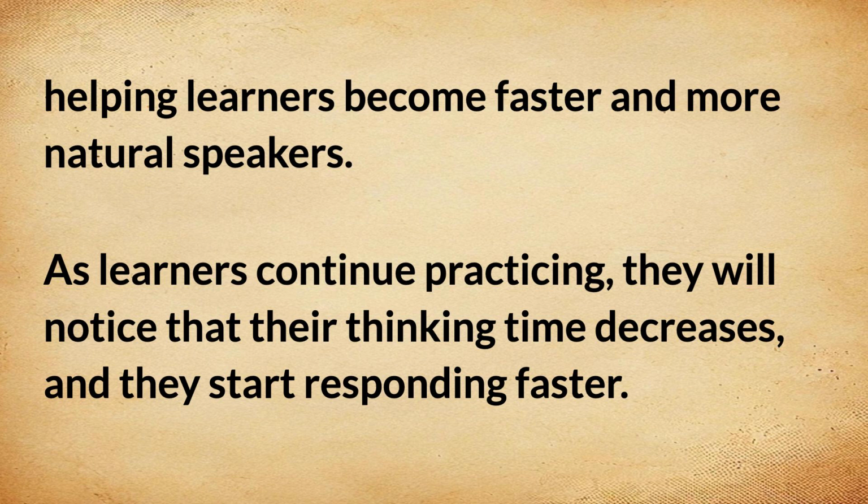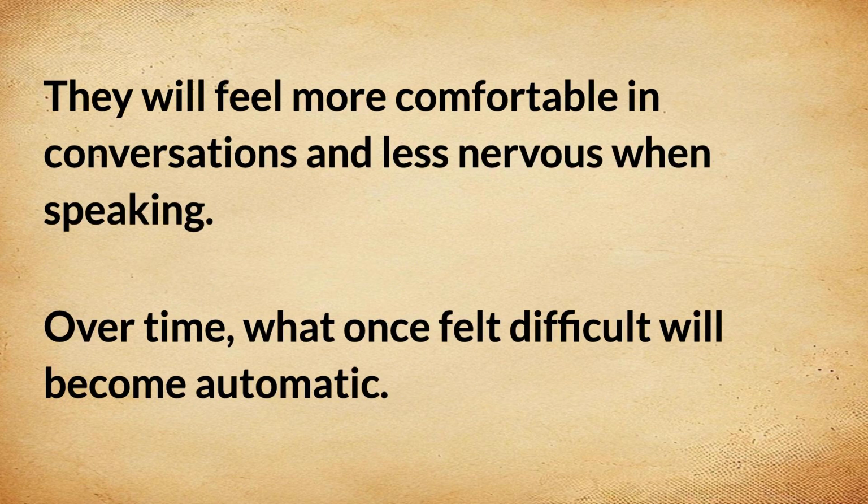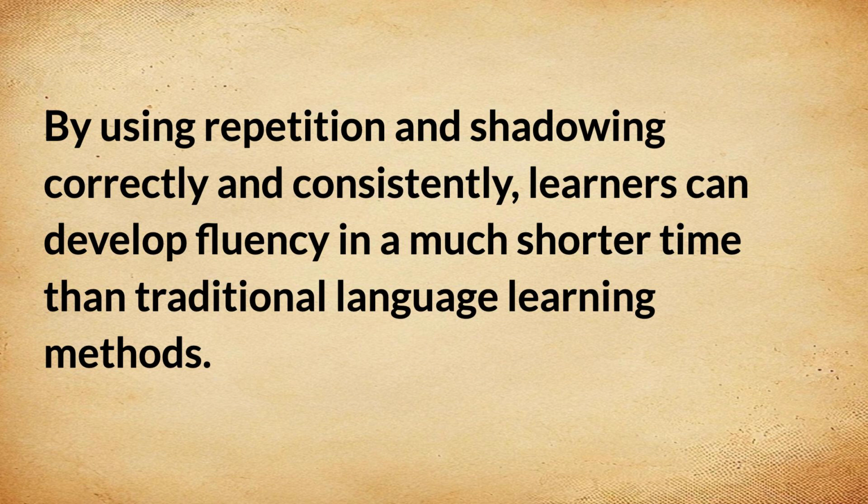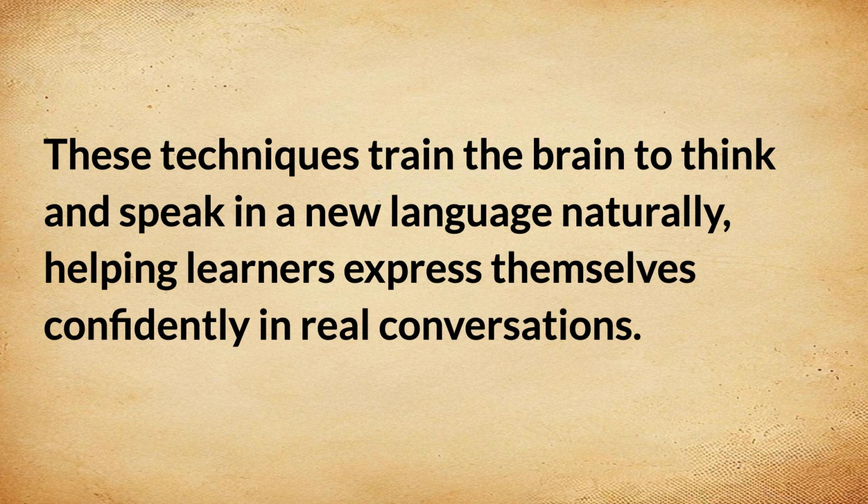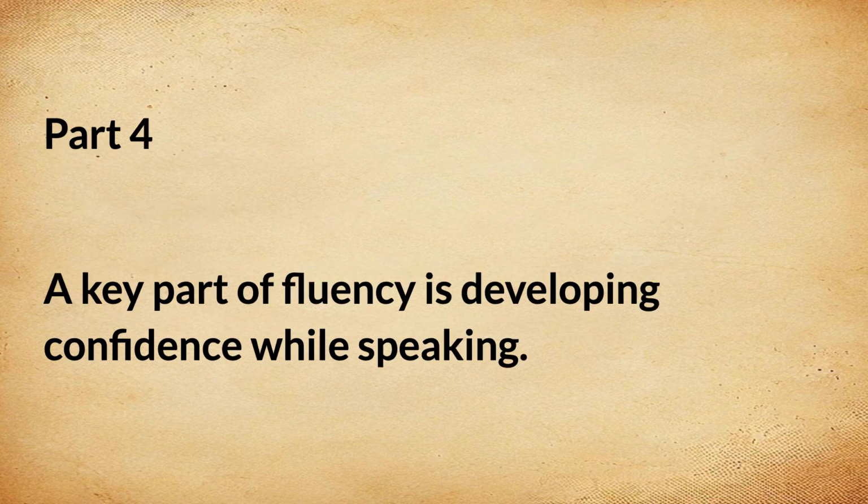As learners continue practicing, they will notice that their thinking time decreases, and they start responding faster. They will feel more comfortable in conversations and less nervous when speaking. Over time, what once felt difficult will become automatic. By using repetition and shadowing correctly and consistently, learners can develop fluency in a much shorter time than traditional language learning methods. These techniques train the brain to think and speak in a new language naturally, helping learners express themselves confidently in real conversations. Part 4.